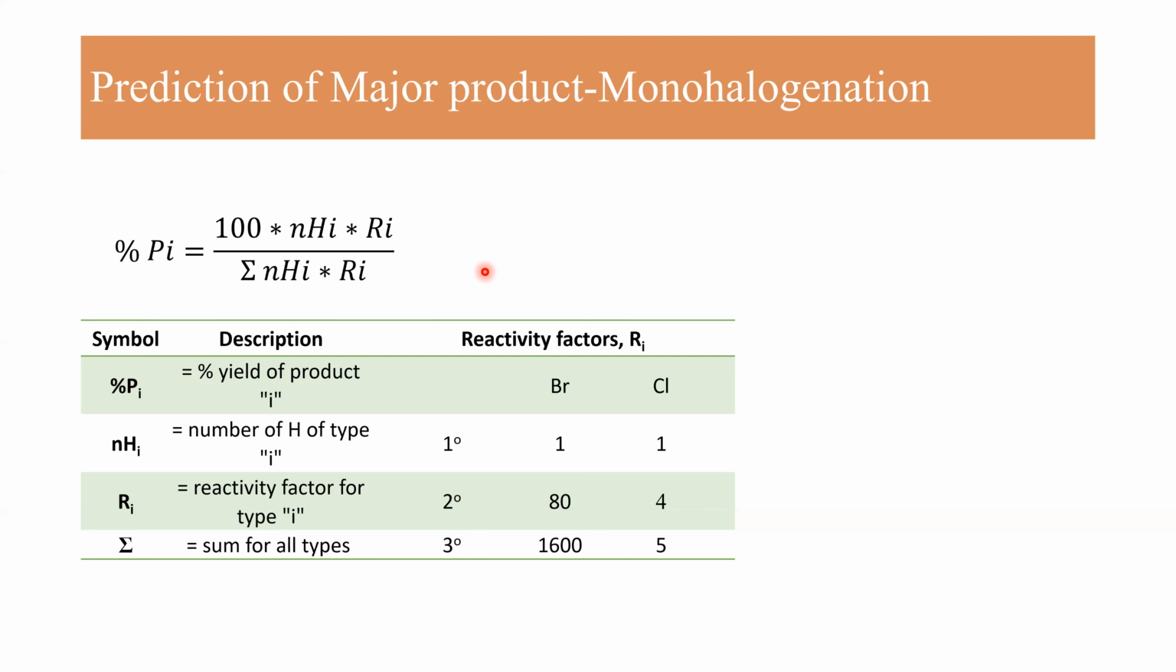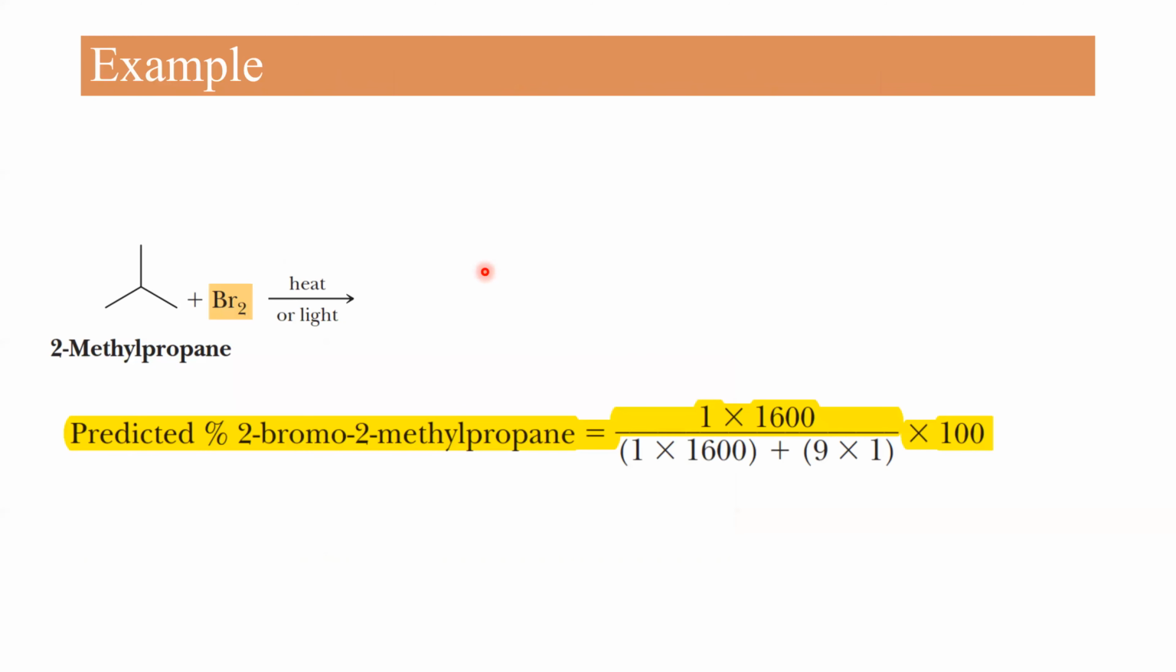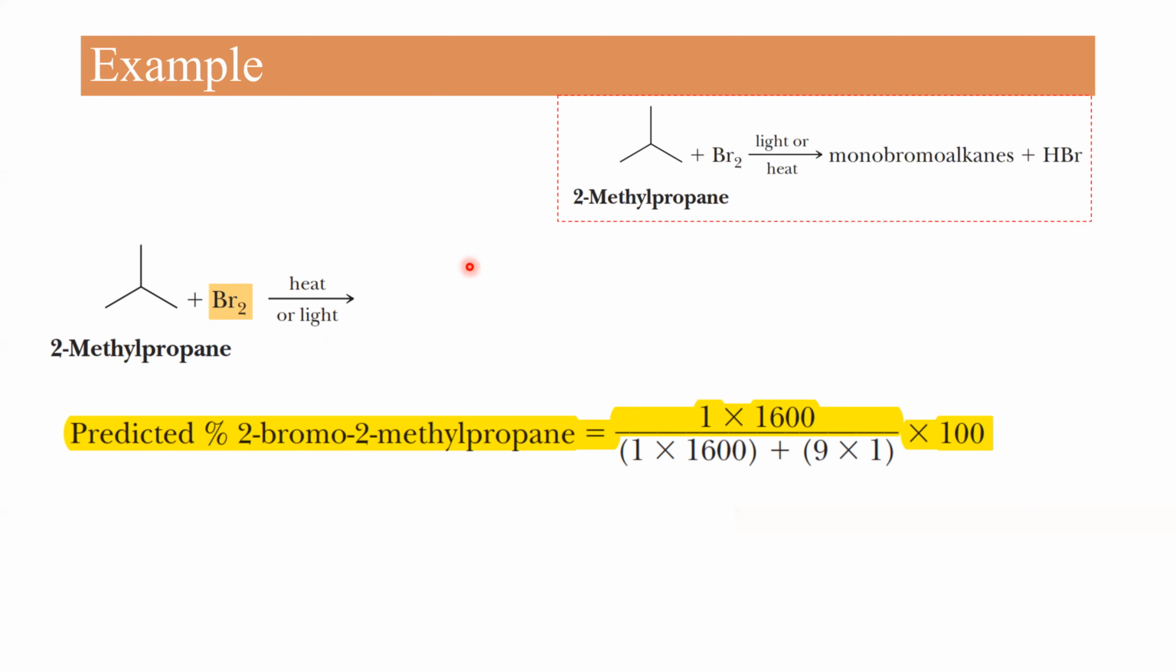Here is an example where we are treating 2-methylpropane with bromine in the presence of light or heat, and we are only looking for the monobromoalkanes, plus HBr. As I have given you one of the tasks, limit yourselves: draw the structures and name the monohalogenated products from the given alkanes in the preparation of haloalkanes, right?